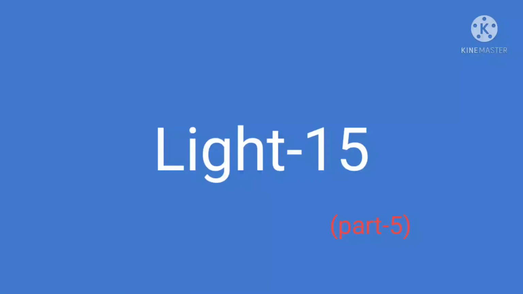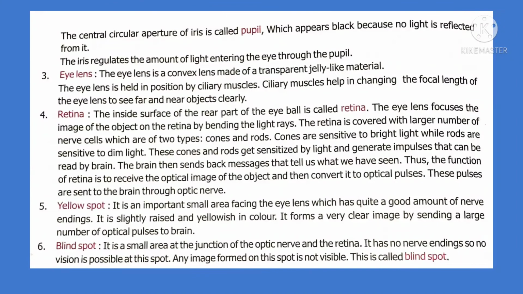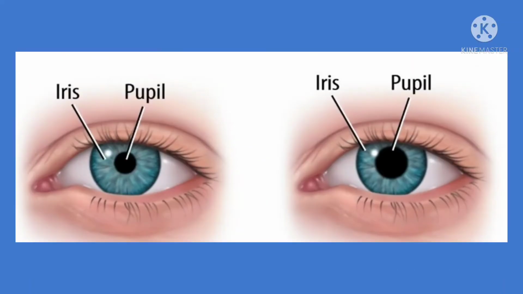We move on to Light, Chapter 15, part 5, on pages 212, 213, and 214. In the previous section, we discussed the parts of the eye. There are different parts of an eye, that is retina, cornea, iris, pupil, and also eye lens. Our eye lens is a convex lens, and there are also the yellow spot and blind spot. In the blind spot, no vision takes place.